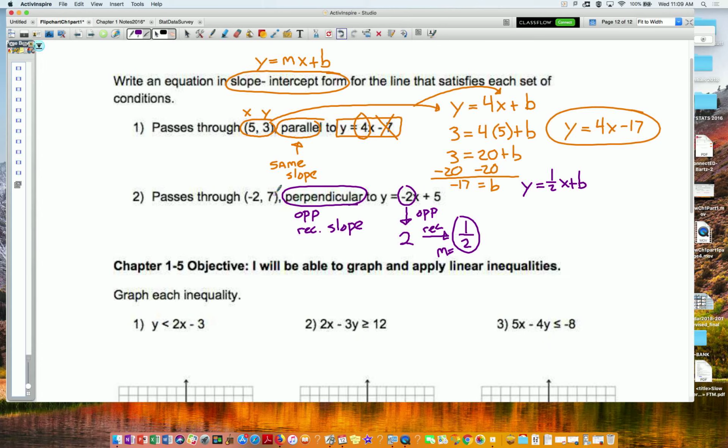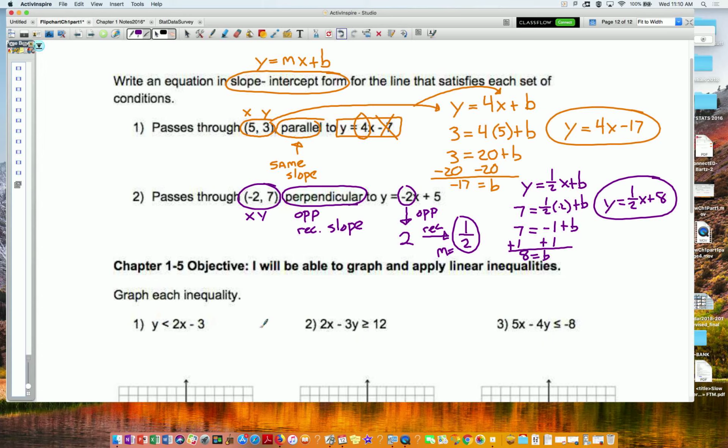So now I'm going to use this point for my x and y. Plug those in. So y is 7 when x is negative 2. So I get 7 equals negative 1 plus b. Add 1 to both sides. And b equals 8. So now I have my slope, my y-intercept. My equation is y equals 1/2 x plus 8. And I have my equation. Don't be surprised, I would definitely expect at least one of these, parallel or perpendicular, to be on your test. So make sure you remember which one is which.